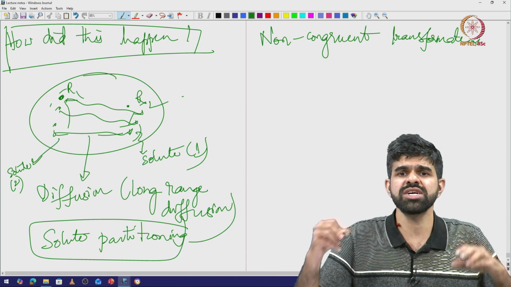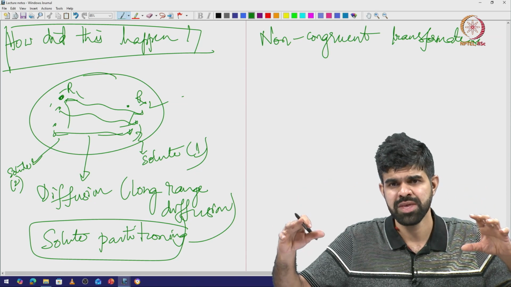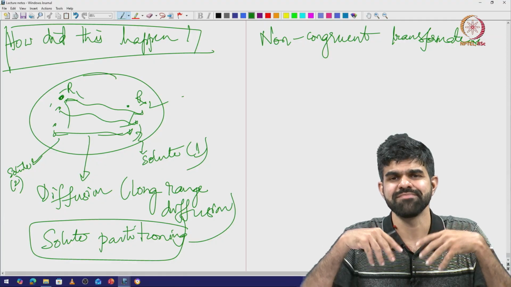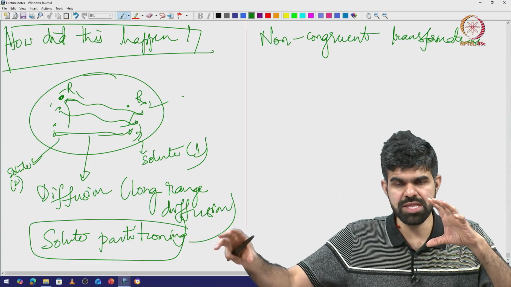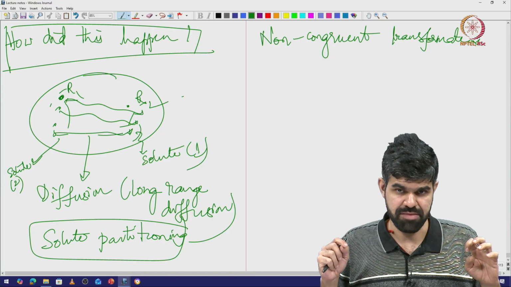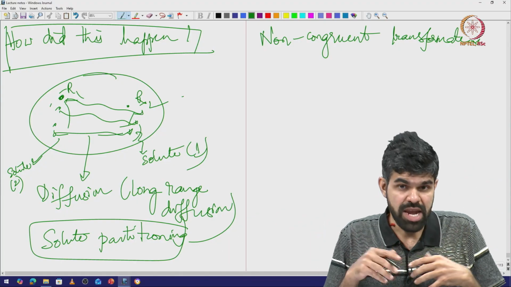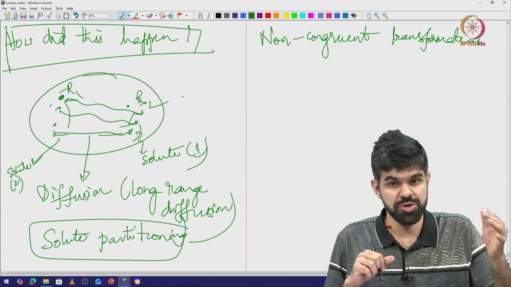In a congruent transformation, alpha transforms to beta, there can be some diffusion, but overall in beta the composition is exactly the same as alpha. So, that is a congruent transformation. In a non-congruent transformation, alpha transforms to beta plus gamma.